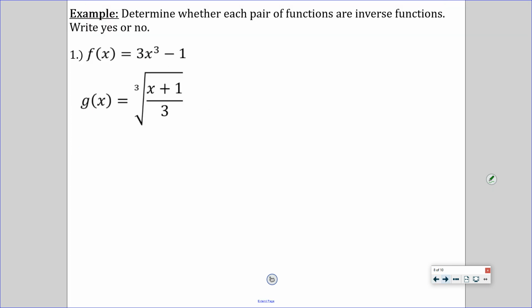Okay. Let's start with f of g. So this is f of g of x.